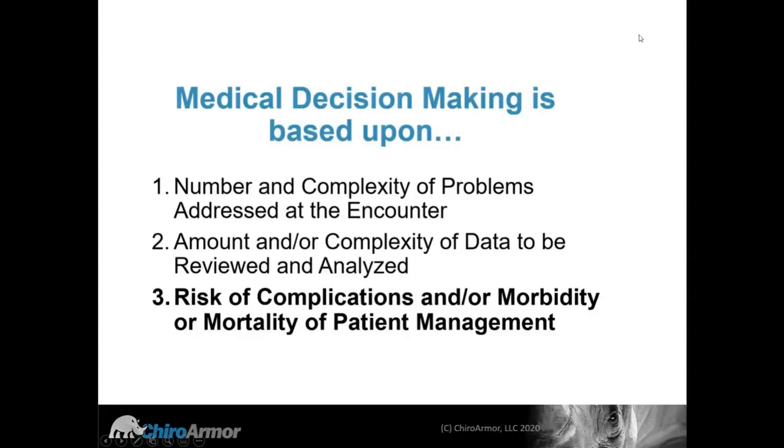So what have we talked about at this point? Well, we're talking about medical decision making, right? And we talked about, first of all, the number and complexity of the problems addressed at the encounter, and the levels of complexity based on, is it an injury or not an injury? Is it chronic, and is it exacerbated, or has it been aggravated and progressed, and all of that. So we talked about that complexity of the problems.